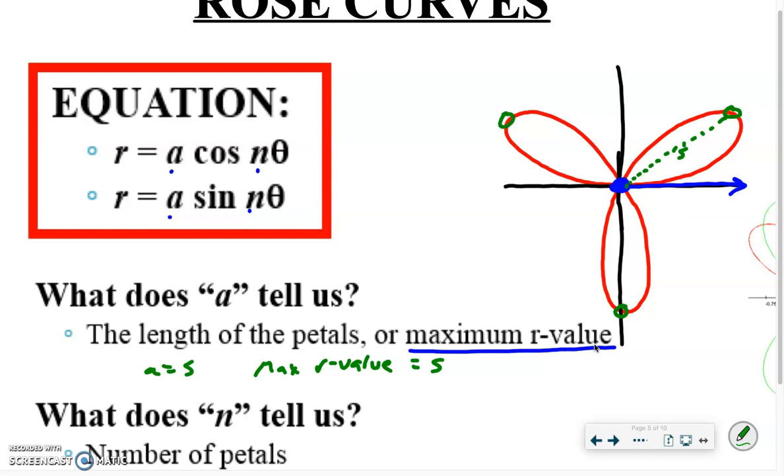Now, is it going to be the same for all of these? Absolutely. Again, it wouldn't make much sense to say we have a max R value of 5, and then a max R value of 7, and a max R value of 3. Like, no, there's one maximum. Maximum means the largest. Right? It's going to be consistent all the way throughout. Okay? So A is going to tell you the length of that petal, what we call the maximum R value.